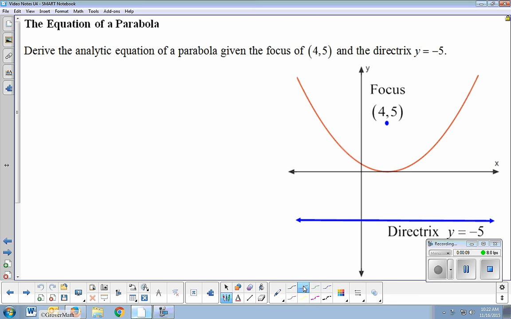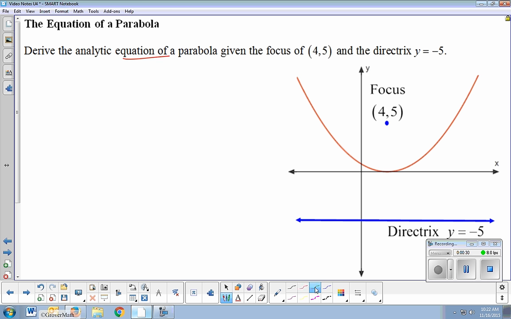So in our previous video, we covered what a focus and directrix were. They are basically the two things that create the parabola. A parabola is all of the points that are equidistant to a focus and directrix. And we're going to use that concept to help us find the equation of the parabola now.